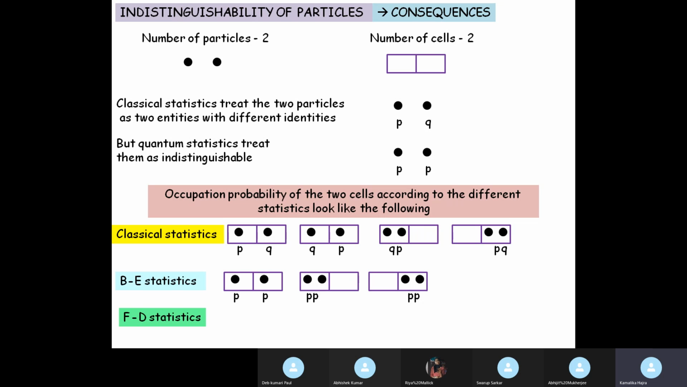But for FD statistics there can be nothing else, because FD statistics follows Pauli's exclusion principle. So the only possible configuration is that a single particle sits in a single cell. 2 particles cannot occupy the same cell, and the particles are indistinguishable. So PP, particle A in cell 1, particle A in cell 2. Interchanging the particles doesn't make any difference. All right.